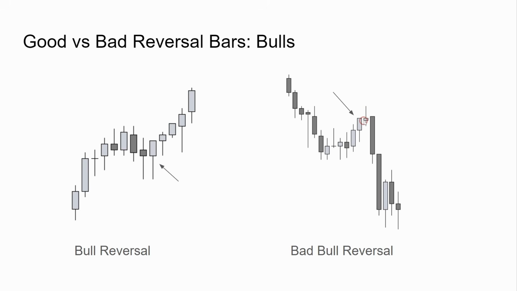Wick at the bottom, strong close. This is a with trend reversal, so it's a good buy. This is a bad with trend. This is a bad reversal. It's a counter trend reversal.